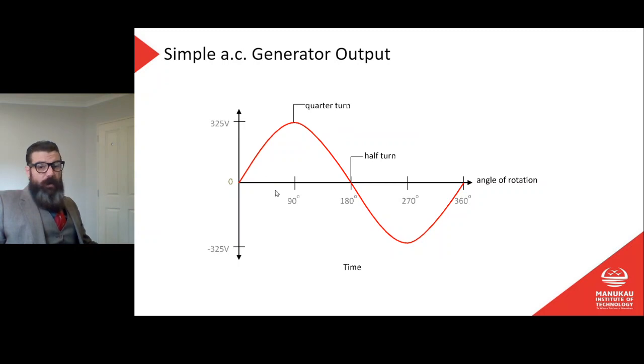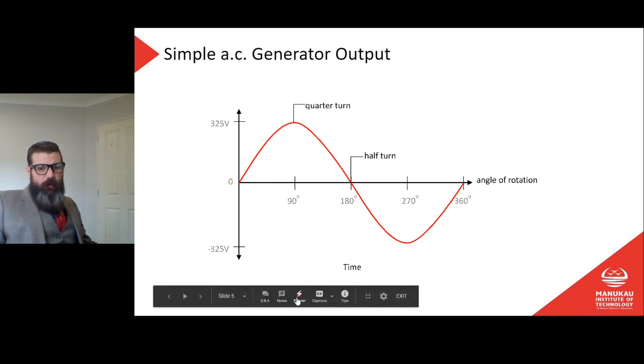Right. And here we have... just turn the old laser pointer on, there we go. So here, as I described, this is our sine wave output. This is what we get from rotating a coil through a magnetic field.